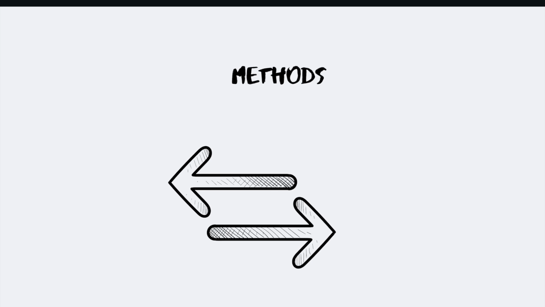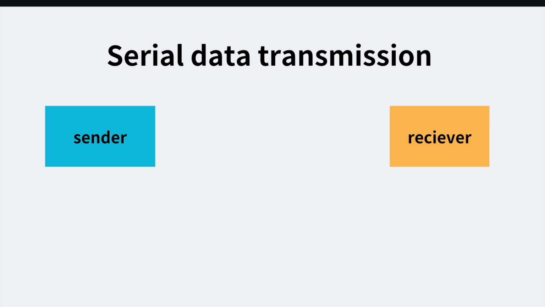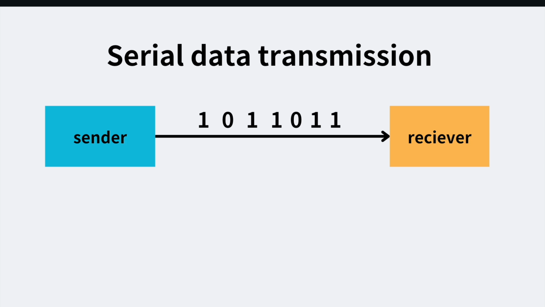Then let's talk about the second factor, the method of transmission. There are two types of methods for transferring data. The first type is serial data transmission. In serial data transmission, data is sent one bit at a time over a single wire or channel. Bits are sent one after the other as a single stream.